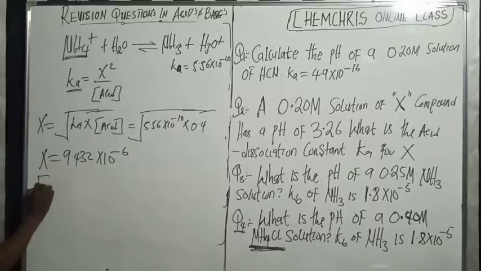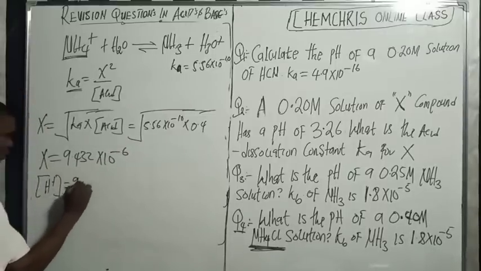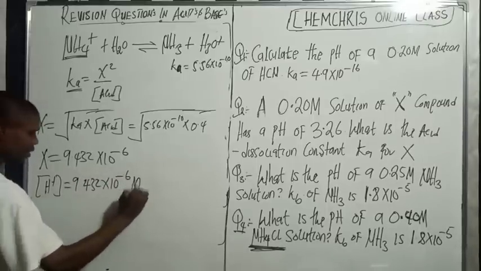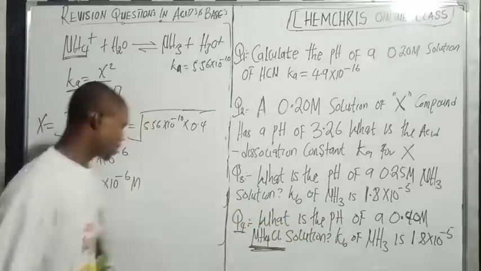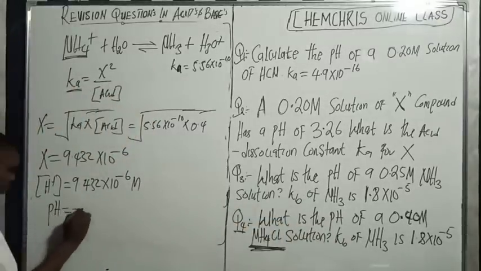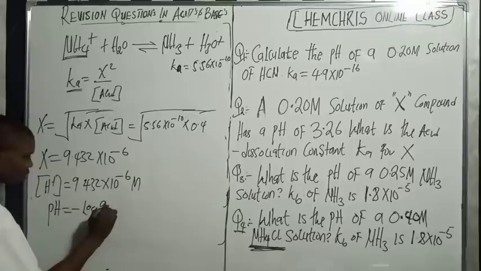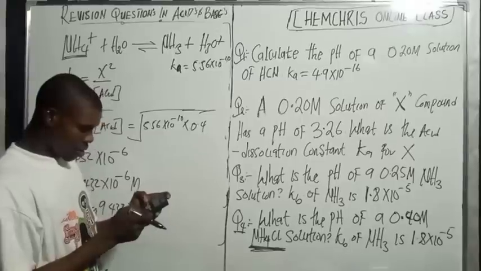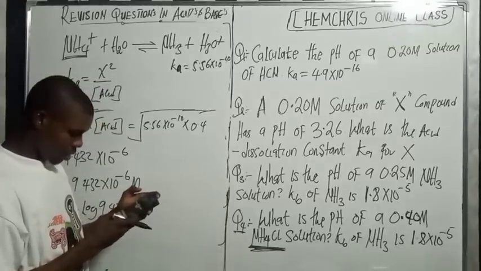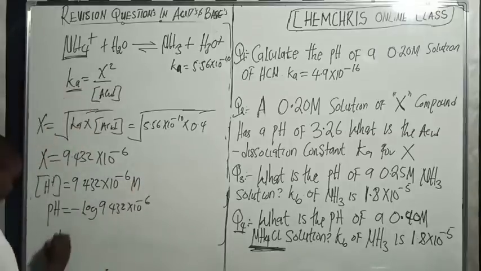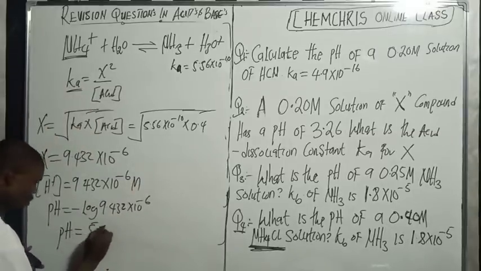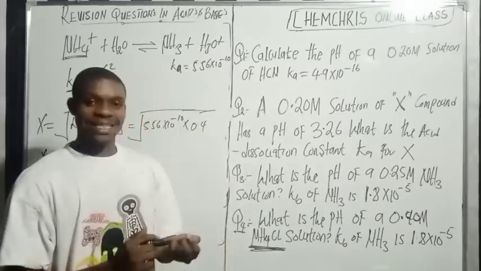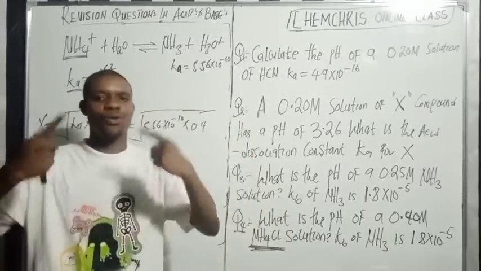That is going to be the H plus concentration, 9.432 exponential minus 6 molarity. From there, I can easily get the pH. pH is equal to minus log of 9.432 exponential minus 6. The pH now is 5.025. That is it. I can tell you that these are questions you are going to see in the exam.